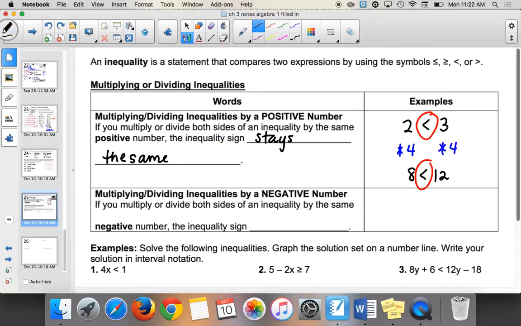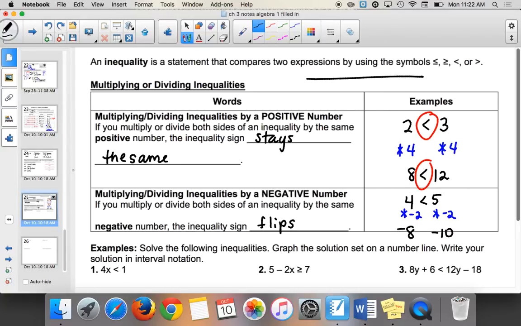Okay, but if you multiply or divide by a negative number, then your inequality sign switches or flips. Let's use the word flips. I think you guys know what that means. So it's going to flip around. So let's do another one. So let's say 4 is less than 5. What if we multiply through by a -2? Then we get -8 and we get -10.